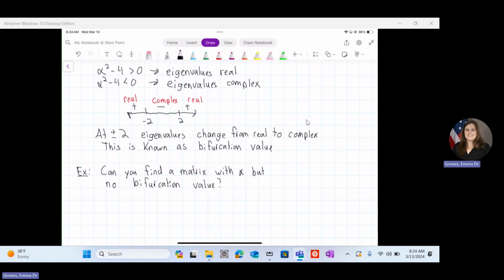There's also a property when you have what we call an upper triangular matrix. The eigenvalues of upper triangulars are also along the diagonal, so this would be another one.